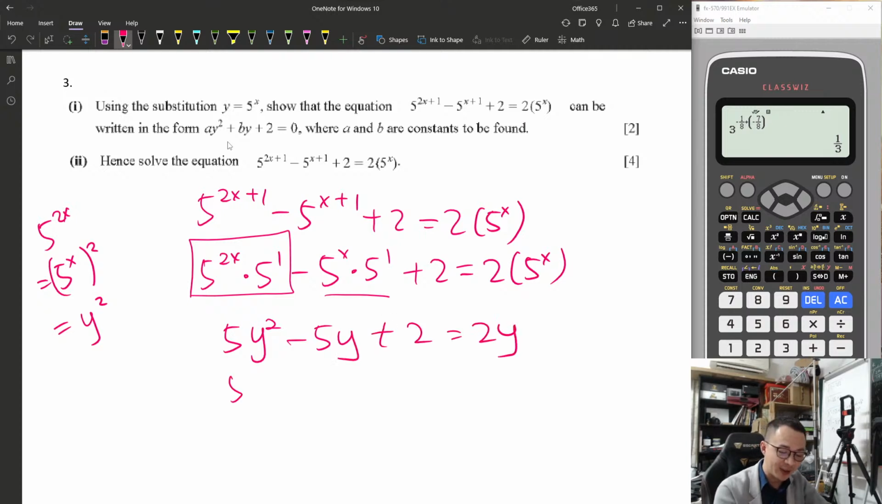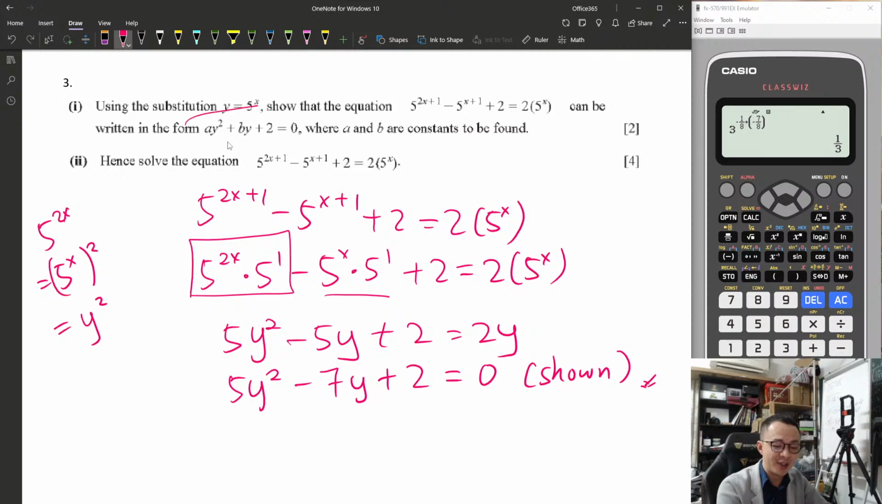Then we got the equation: 5y squared minus 7y plus 2 equals 0. Shown. Because they asked me to show I can write my equation in this pattern, right? Exactly. Do you see plus 2 here? And my a is 5, b is negative 7. It's very obvious. Alright, 2 marks, simple.